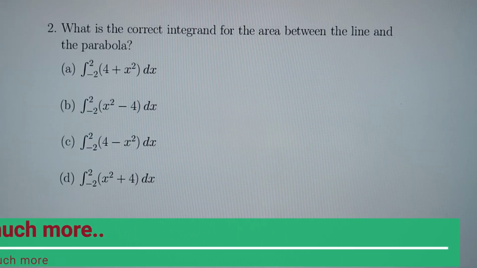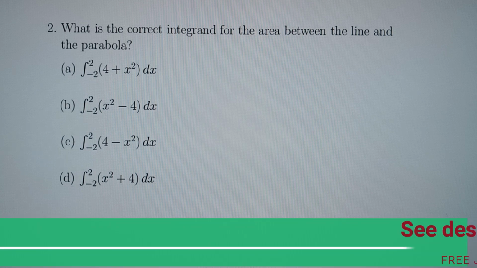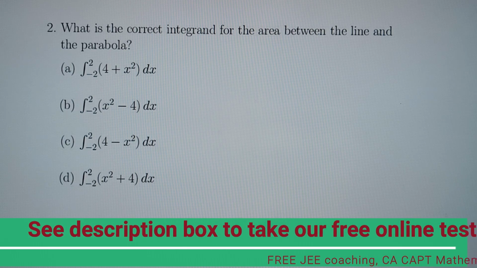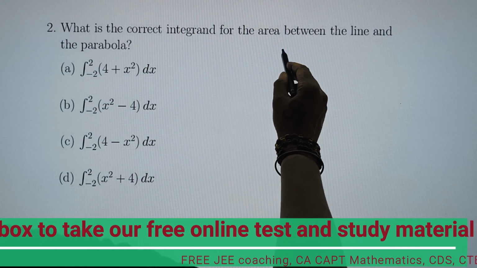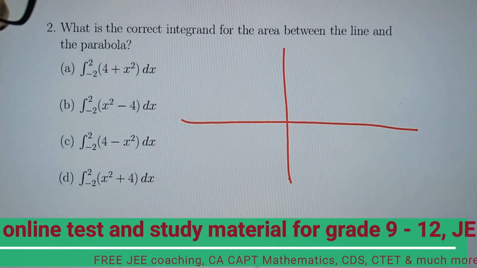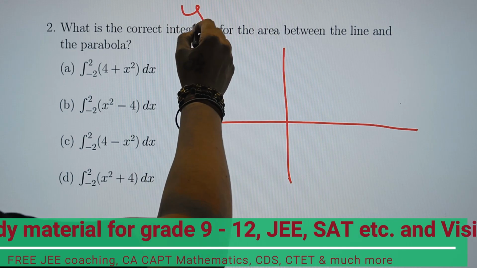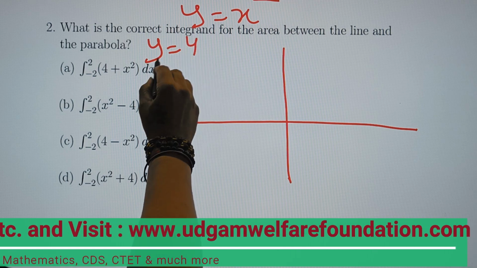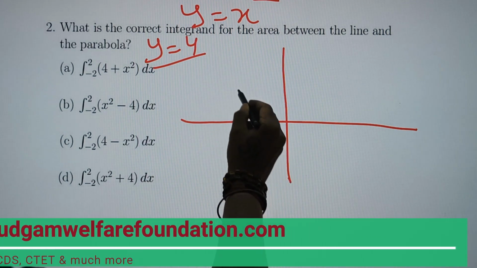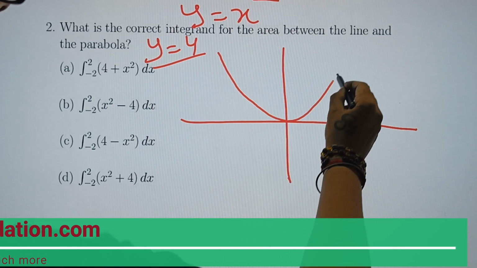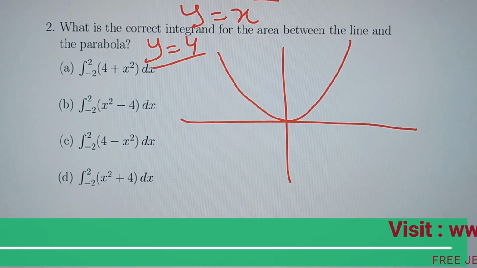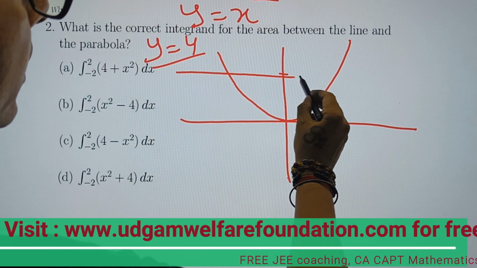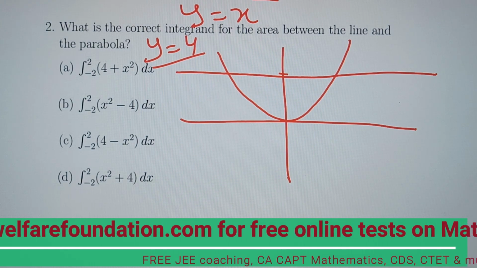So students, here comes our question number 2, which states: what is the correct integrand for the area between the line and the parabola? If we draw a graph of this problem, we get the following. Number 1, y equals x square, and the next one is y equals 4. So y equals x square gives a parabolic curve which is opening upward, and y equals 4, let us say this is 4 units, gives a horizontal line which is parallel to the x-axis.